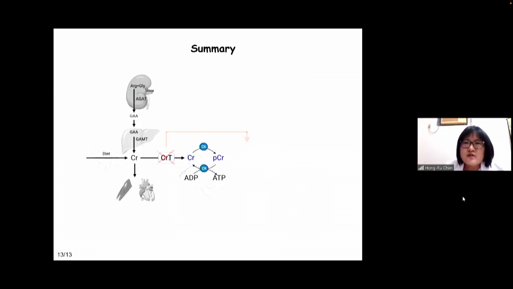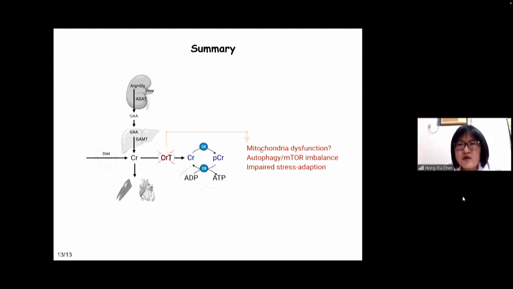So in summary, we think the creatine transporter is highly expressed on the blood-brain barrier, especially on the vessel. When the creatine transporter is disrupted, it causes mitochondrial dysfunction, causes autophagy and mTOR signaling pathway differences, and also impairs stress adaptation. When we do the intranasal creatine delivery, it can bypass the BBB, so it can quickly get into the brain to rescue the phenotype.